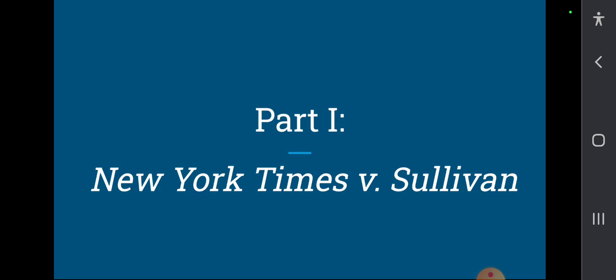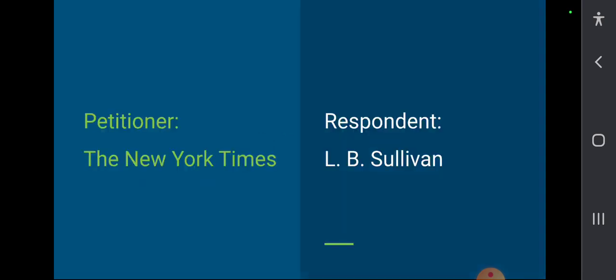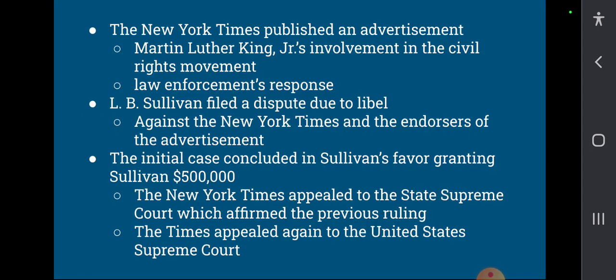Part 1, New York Times v. Sullivan. The petitioner was the New York Times. The respondent was L.B. Sullivan. The New York Times published an advertisement about Martin Luther King Jr.'s involvement in the civil rights movement and law enforcement's response. L.B. Sullivan, City Commissioner of Montgomery, filed a dispute due to libel against the New York Times and the endorsers of the advertisement.